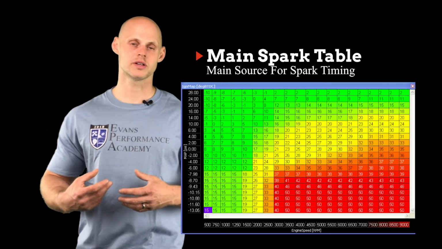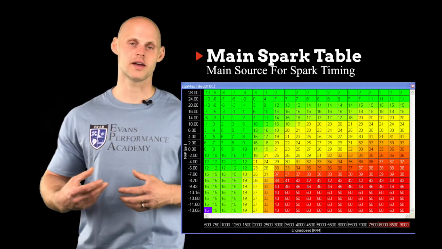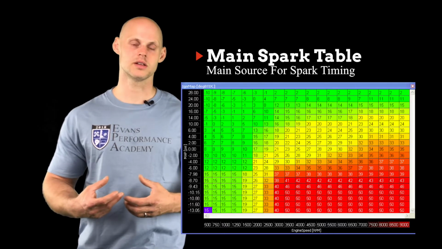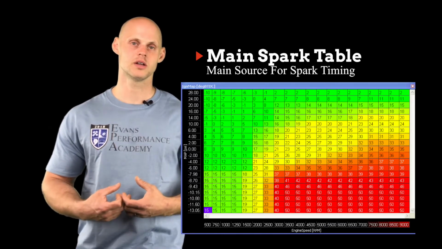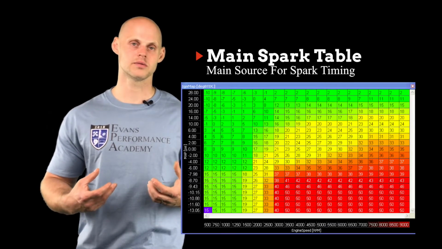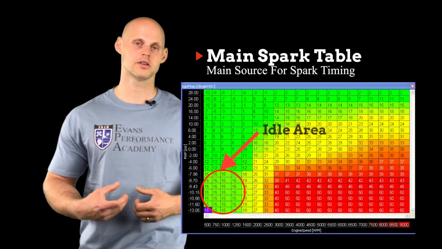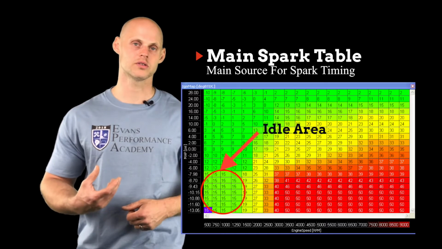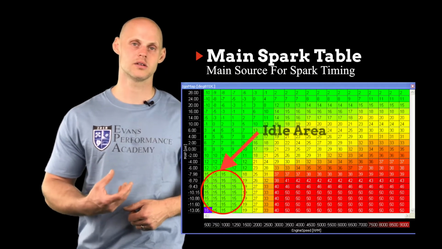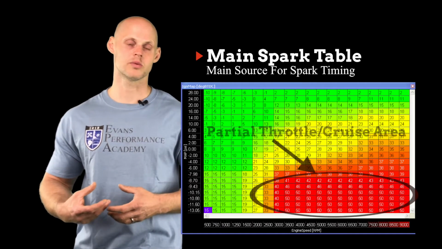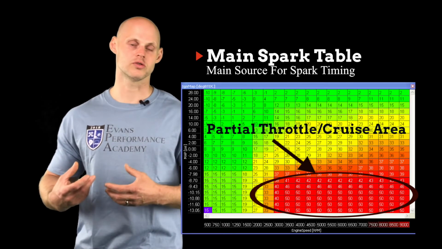Now, if we look at our spark timing table again, and we look at the values in the table, we can see that they vary, and they change from anywhere from negative 10 degrees to 50 degrees. Now, if we look here, this area is going to represent our idle area. So this is going to be where our engine's idling at. If we look here, this is going to represent our cruising or part throttle driving condition.